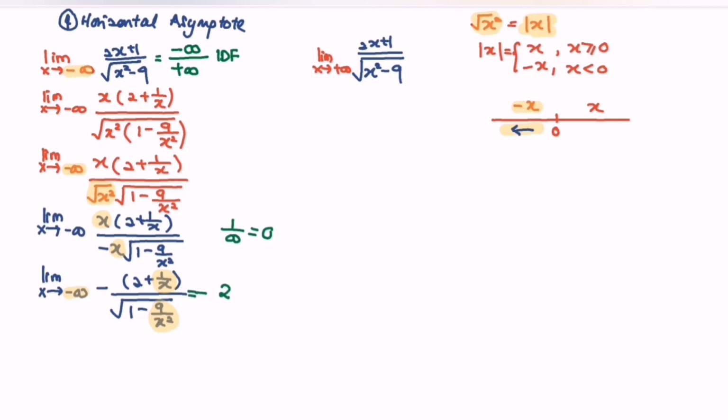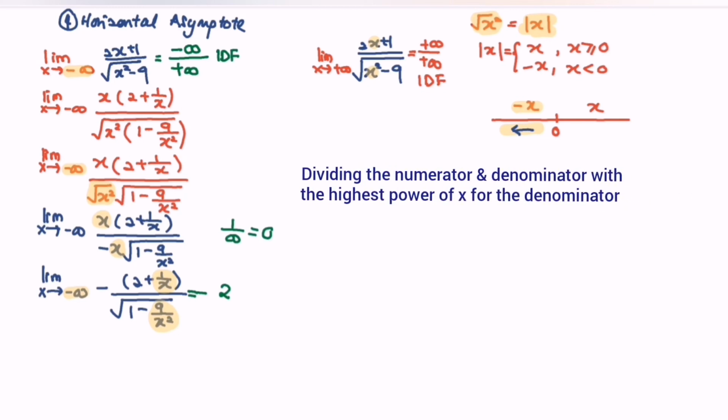So next, let's move on to the right hand side. Since we already discussed the left, the right hand side will be the same as well. First, substitute the value. We will have a positive infinity for the numerator and a positive infinity for the denominator. So this one is considered an indeterminate form. What is the strategy to solve this kind of problem? Dividing the numerator and the denominator by referring to the highest power of x for the denominator.